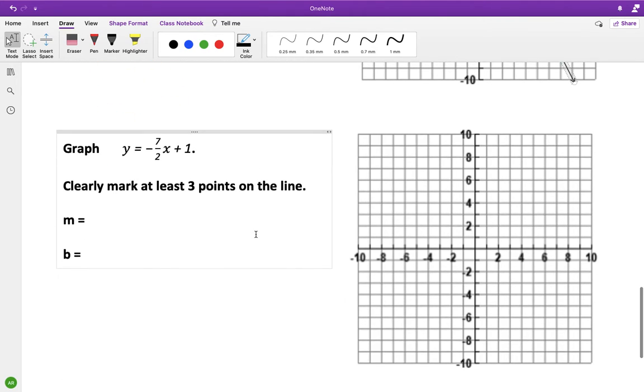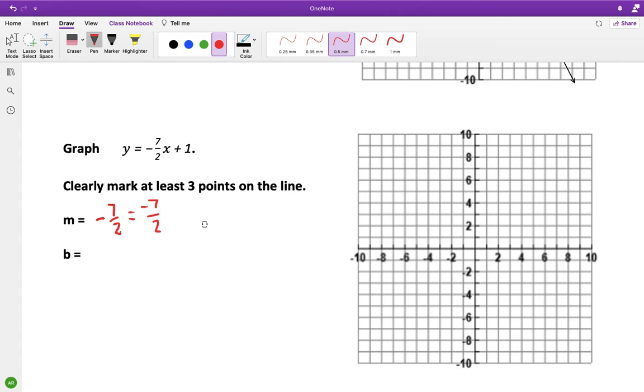All right, one more example. This equation right here is y equals -7/2 x plus 1. You'll notice we have the slope, which in this case is -7/2. If you have a negative fraction like that, I want you to think of it like this: just move that negative sign to the top. That means we're going down 7, right 2. And my y-intercept is 1. I know that's my y-intercept because it does not have an x next to it.